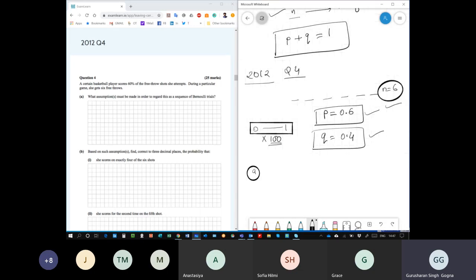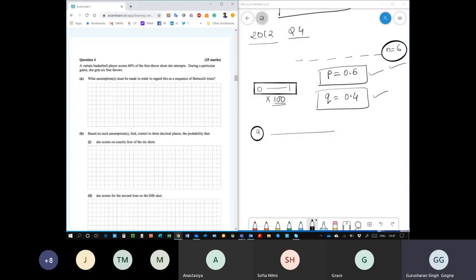First question. What assumption must be made in order to regard this as a sequence of Bernoulli trials? I already explained what the main assumption is: it should repeat. The same experiment should repeat. Okay, so that's just a question.